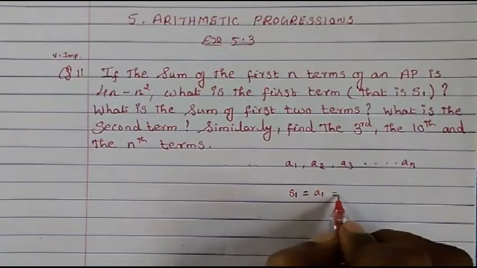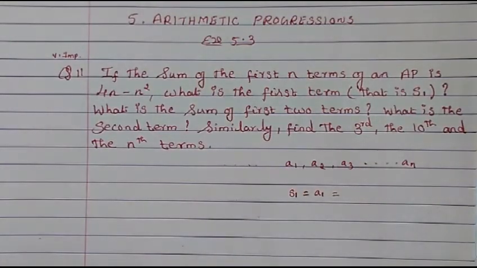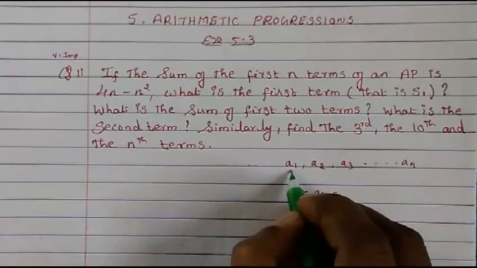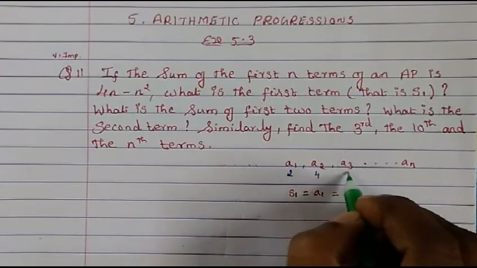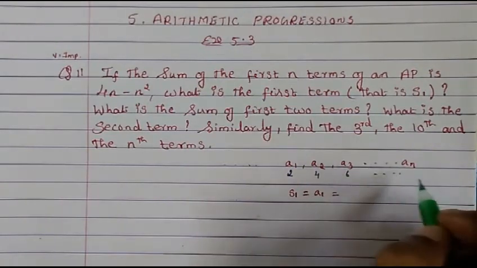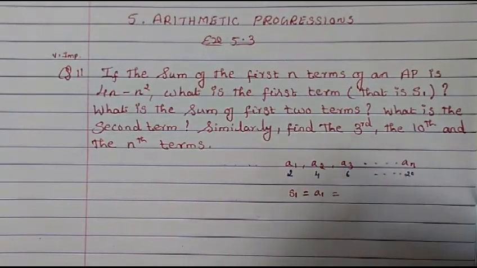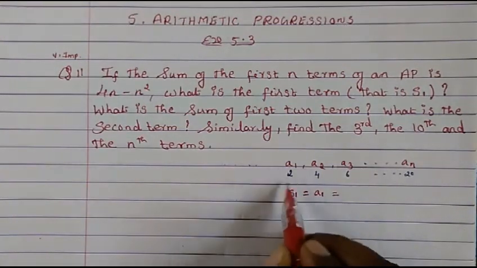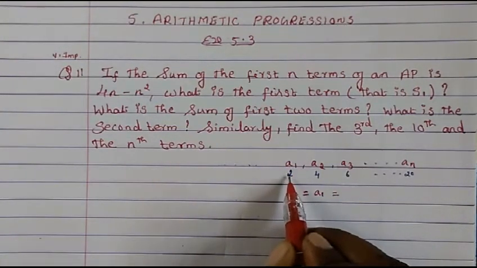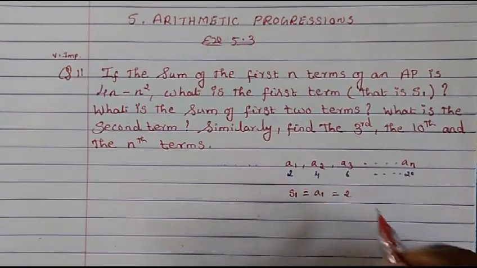So it will remain the same. Just for example, let's consider A1 is 2, A2 is 4, A3 is 6, just for the understanding. So sum of first term means A1 only. So it will be 2 only.